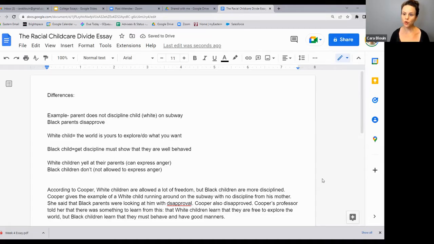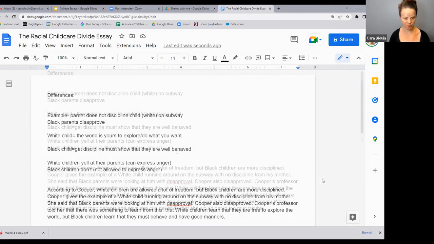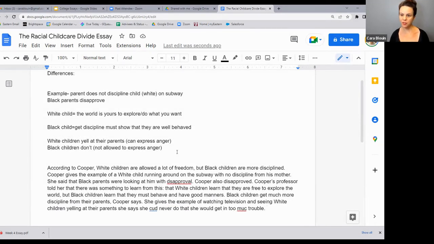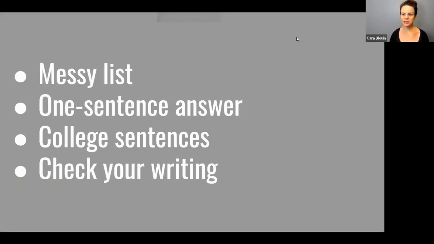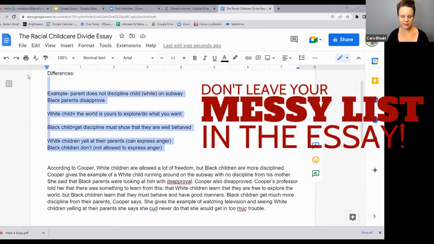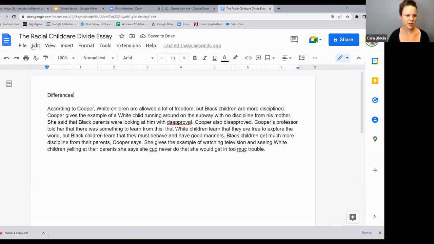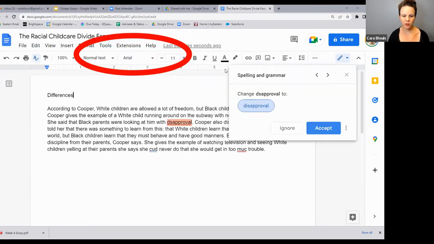I'm just going to work through my messy list, changing the things into college sentences as support, details, and examples for my section of my essay paragraph. Okay, now I've taken everything from my messy list, I've turned it into college sentences, and I've made sure that every sentence includes something like Cooper said, or Cooper writes, or according to Cooper, so it's clear where this information is coming from. Now that I've turned my messy list into college sentences, I need to go back and check my writing. I'm going to remove my messy list. Then I'm going to run spell check by going to Tools, Spelling and Grammar.